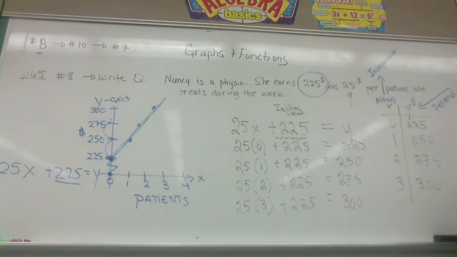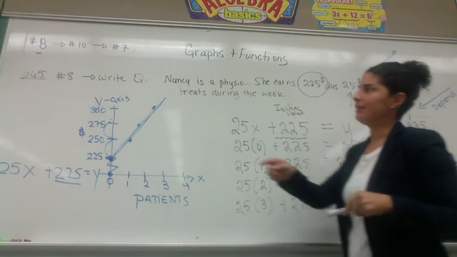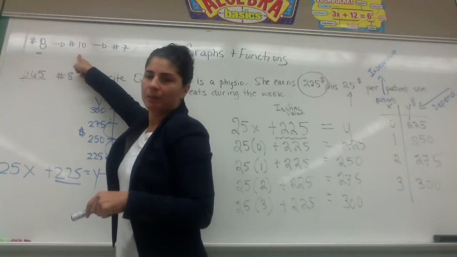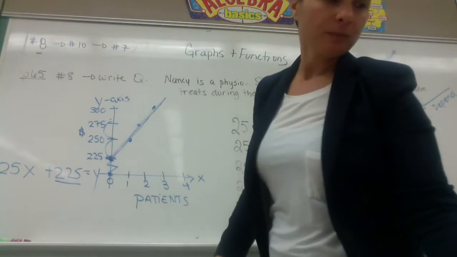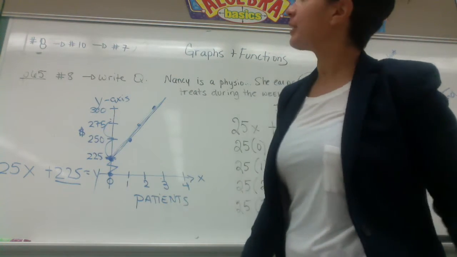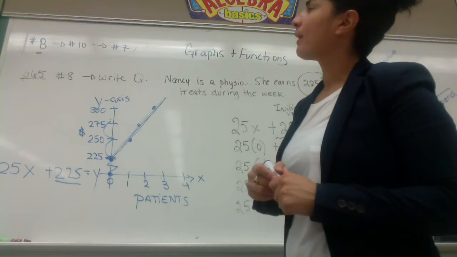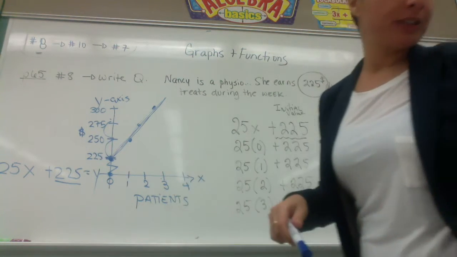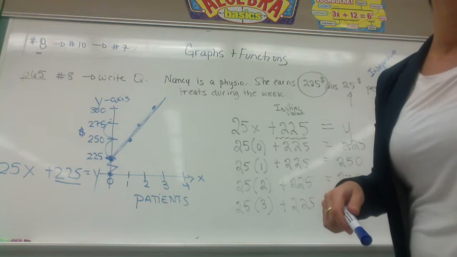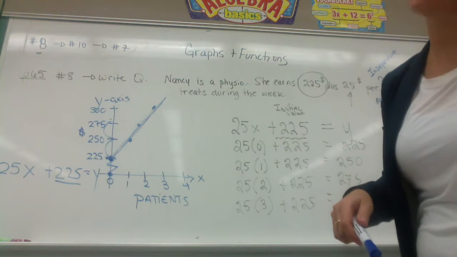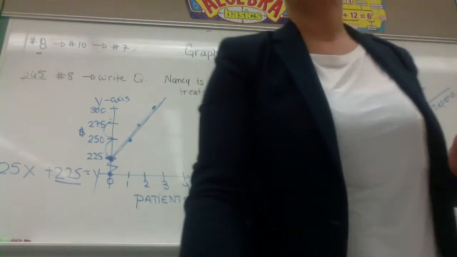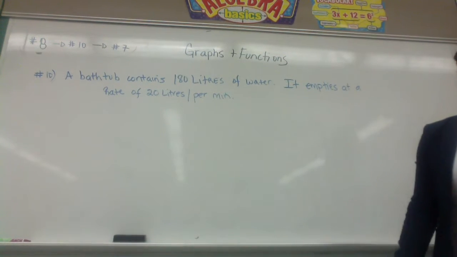Any questions about this? Okay, so we're going to go to number 10 on the next page, page 66, and we're going to write that question down. So write, a bathtub contains 180 liters of water. Please write that down. So let's do this example.